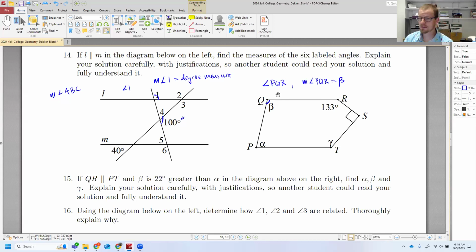If you were curious as to how you might know that from the context of the problem, here we have that QR and PT are parallel, and beta is 22 degrees greater than alpha. It doesn't say the measure of angle beta. It says beta is 22 degrees greater. So we know that beta itself should be an angle measure, and then 22 degrees greater than that, so that is a degree measure as well. That lets us know that alpha and beta are angle measures, and then gamma is labeled in the same way and grouped along with alpha and beta at the end of the sentence, informing us that gamma is also an angle measure.